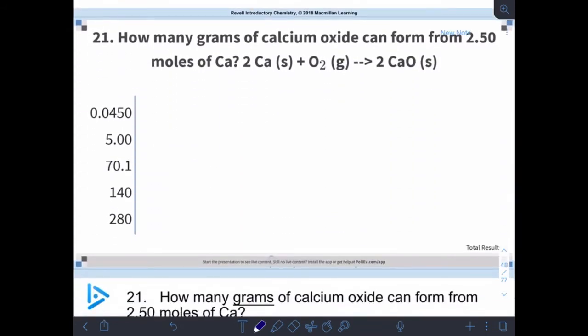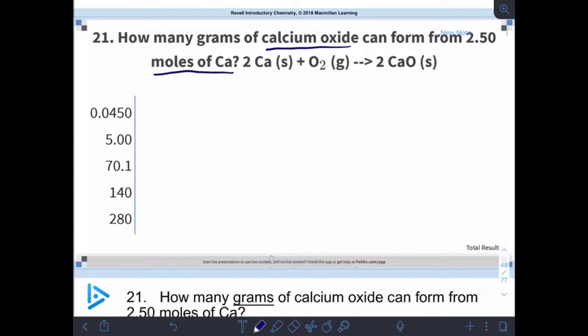So question 21. How many grams of calcium oxide can be formed from 2.5 moles of calcium? Paying attention to what we're being asked here, we're being asked to go from moles of calcium to calcium oxide, in this case in grams. The important thing there is that if I have to go from one thing in the equation to something else in the equation, I'm going to need a mole ratio.